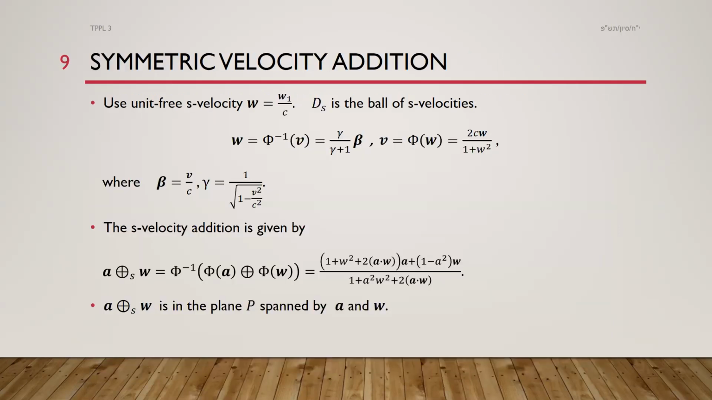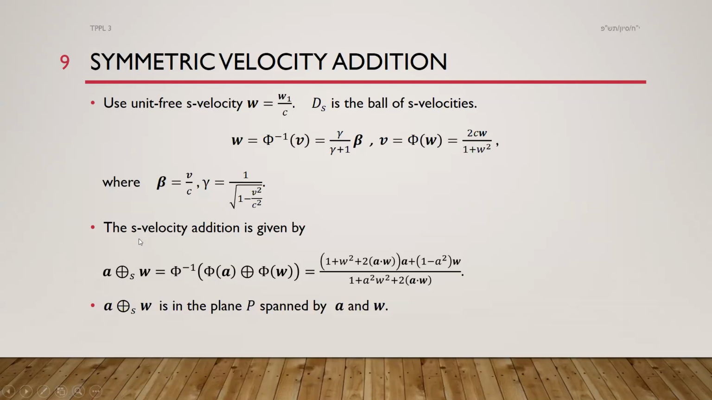We prefer to use a unit-free velocity. We call it S velocity. We just divide the regular symmetric velocity by c, all of S velocities. The regular velocities and symmetric velocities are in one-to-one correspondence. You can always transfer back and forth. If you have a regular velocity v, you can turn it into an S velocity with this formula. And if you have an S velocity, you can easily go back to the regular velocity with this formula.